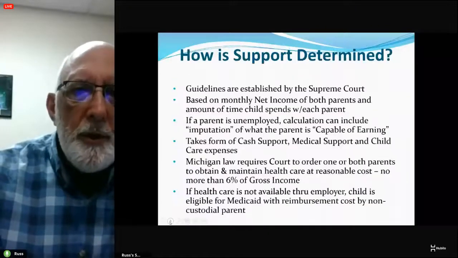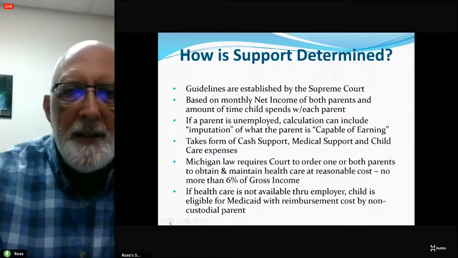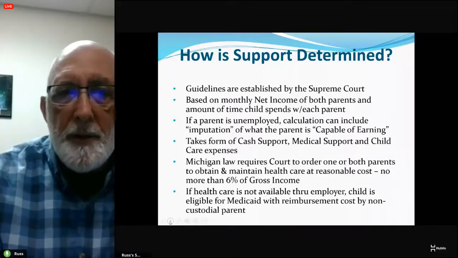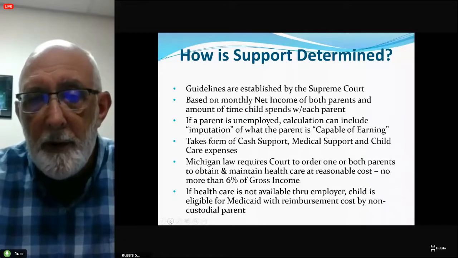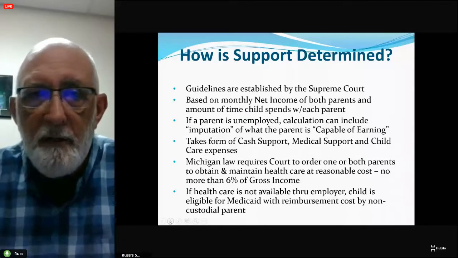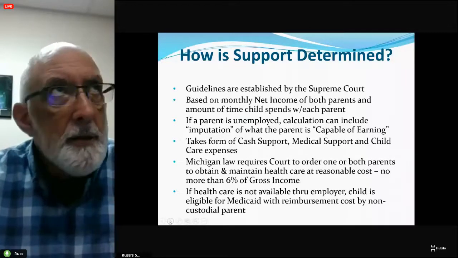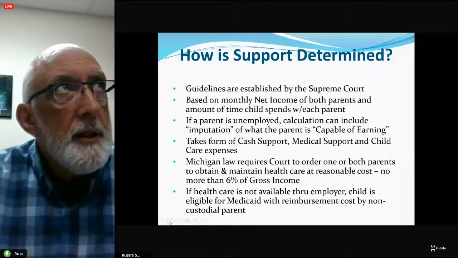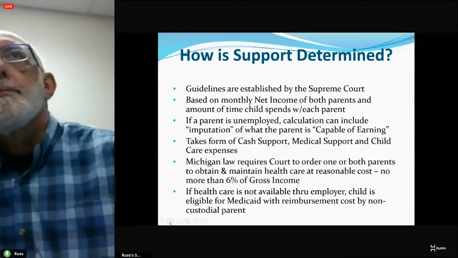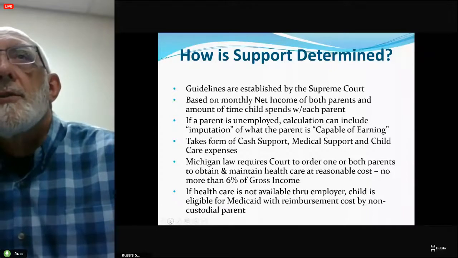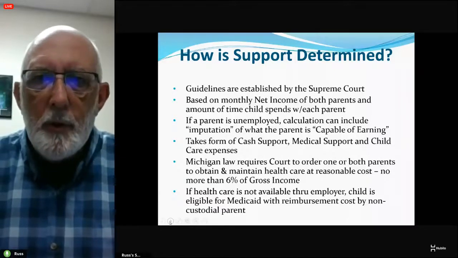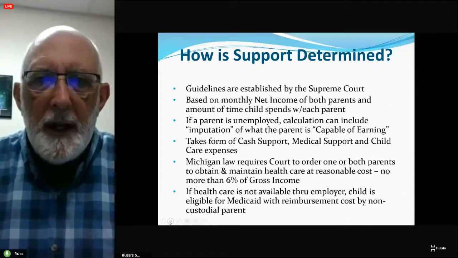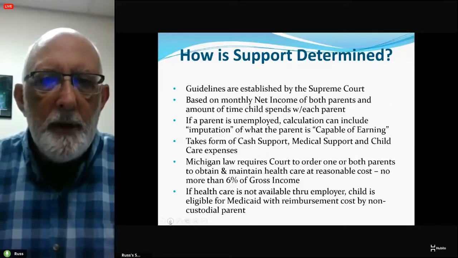Child support is determined by guidelines that are established by the Supreme Court. And that includes the U.S. Supreme Court under the federal laws called Title IV-D. It's 42 USC 666, Title IV-D, which covers and establishes the rules for child support and how things are going to be determined.